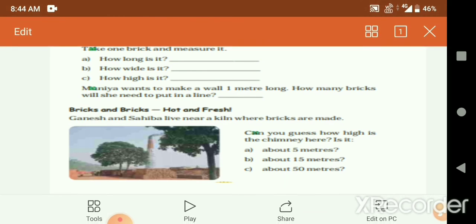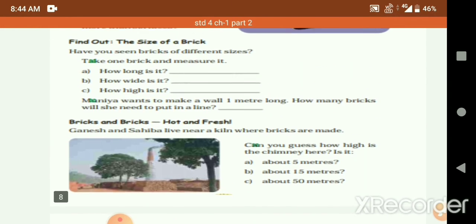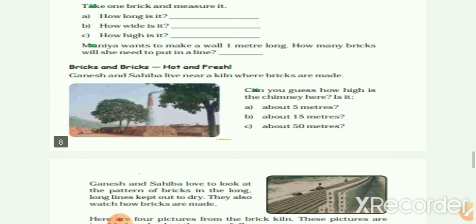Ganesh and Saiba live near a kiln where bricks are made. Now what is the meaning of kiln? Kiln, which we call ईंटों का भट्ठा in Hindi or Gujarati. It is called a brick kiln, where bricks are made. And there are thousands of brick kilns in India, more than 1100. 1100 means 1 lakh.